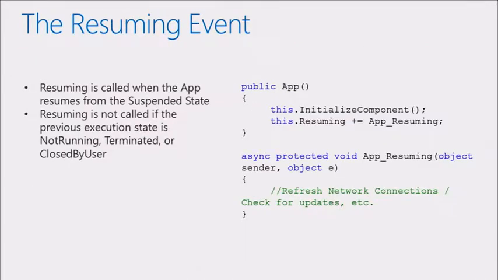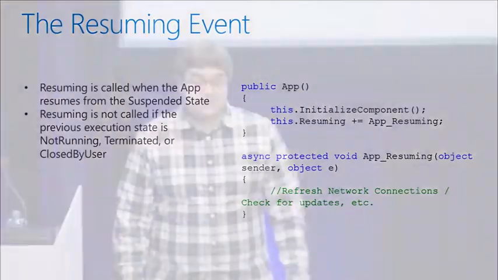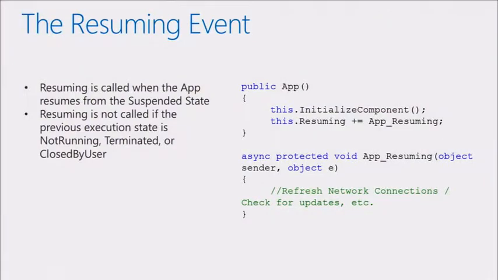So the resuming event. Resuming, again, is only called when the app is resuming from the suspended state. Resuming is not called if the application was not in the suspended state, like not running, terminated, closed by user. And so, like I've said earlier, this is exactly the same kind of thing as suspending. You subscribe to the event in the app. And then with the implementation, you just want to make sure that you're refreshing network connections, maybe check for mail updates, that kind of stuff.